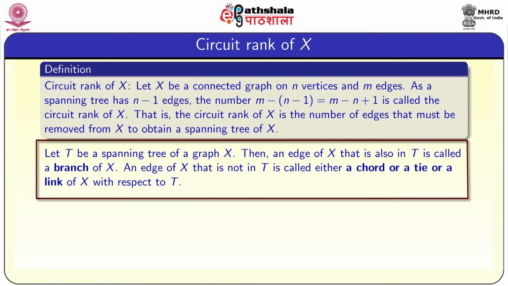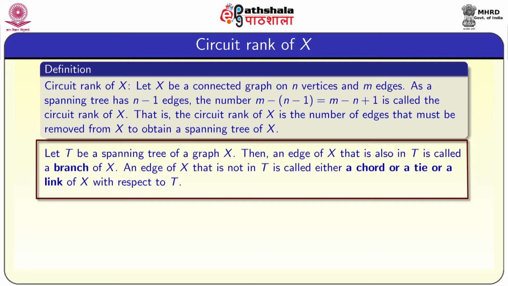Let T be a spanning tree of the graph X. Then an edge of X that is also in T is called a branch of X. Actually, every edge of X need not be in T, because T has exactly n minus 1 edges, but the graph may have more than n minus 1 edges. The edge of X that is not in T is called a chord, a tie or a link of X with respect to that spanning tree.